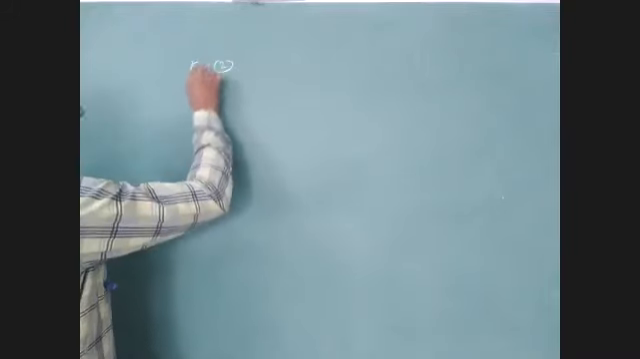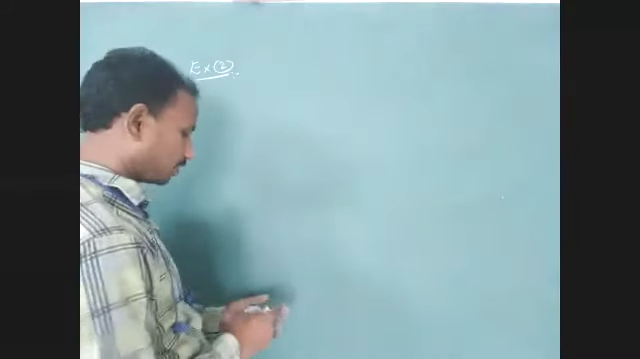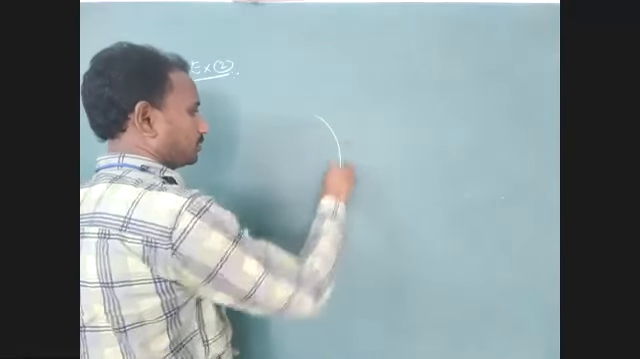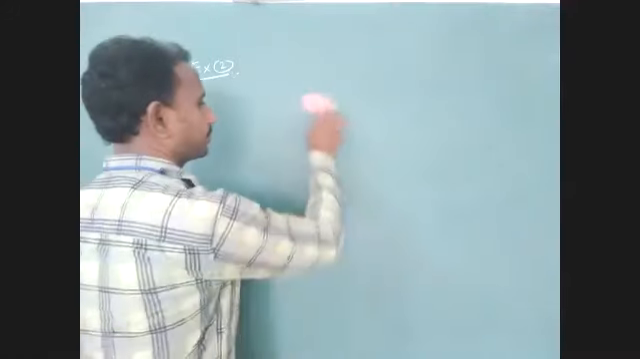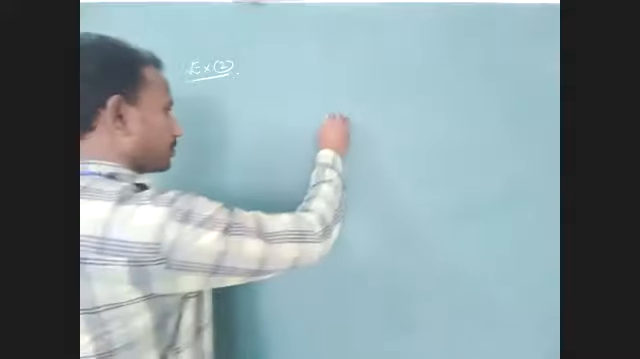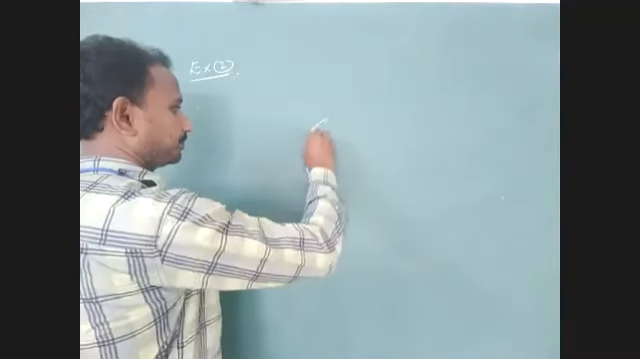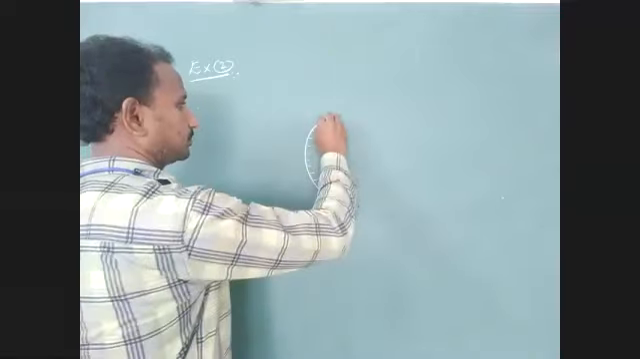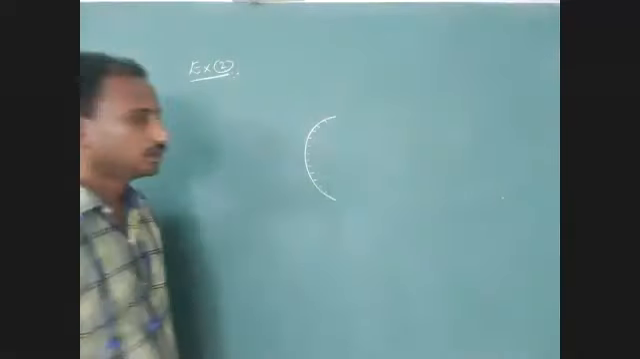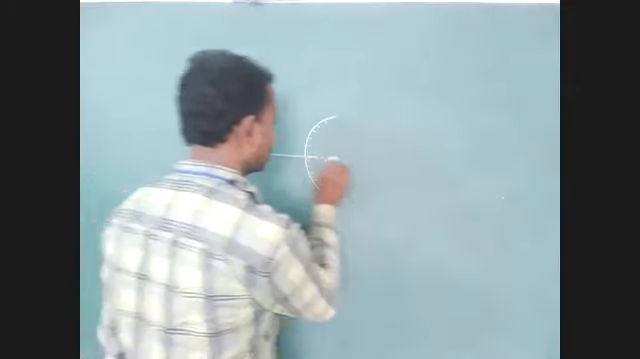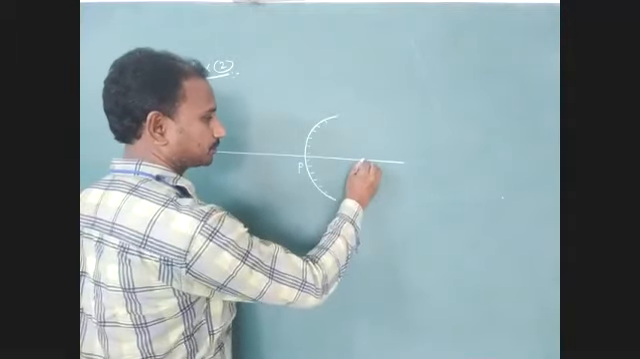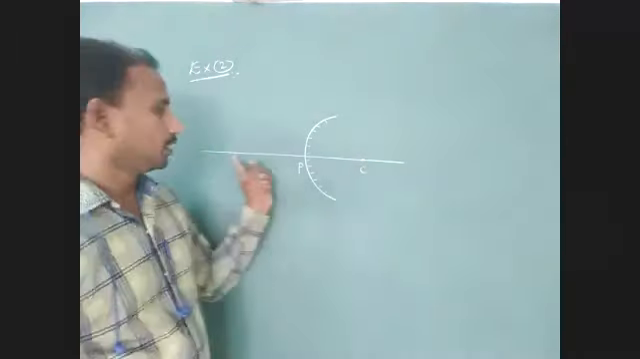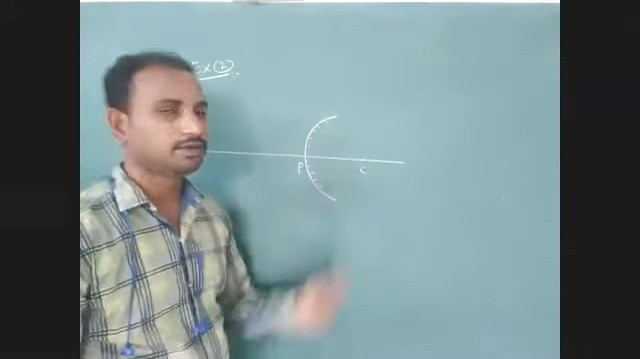Okay, next example, problem 2. Now, in this diagram, we have to find the image formation point with the help of a convex mirror. Okay, it is a convex mirror. So now we have to draw the principal axis. The principal axis passes through the pole and the center of curvature.